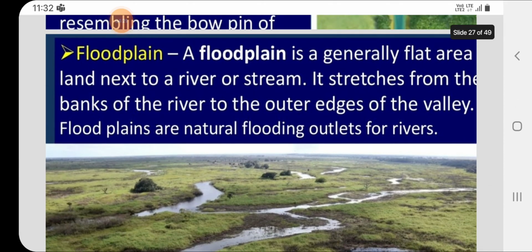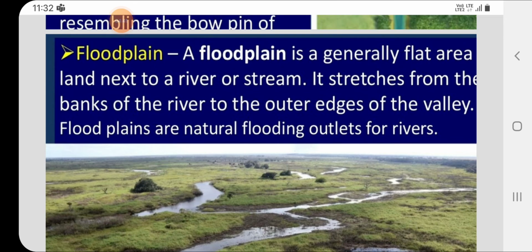Then comes the floodplain. As it floods, it deposits layers of fine soil and other material called sediments. This leads to the formation of a flat, fertile floodplain. Here we can see the picture.